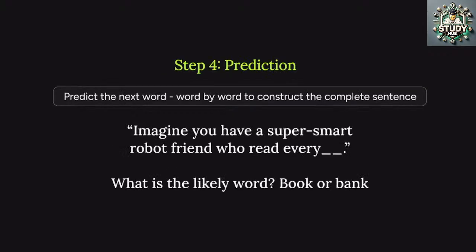And finally, this is my last step where the output starts coming in, right? The model starts giving me the output. Now you guys tell me, because this is very similar to how we humans think. If I have this sentence, imagine you have a super smart robot friend who has read every dash. What all words can I fit in this sentence, right? One possible word is book. Can you tell me other words which can fit in here? Other words rather than book.